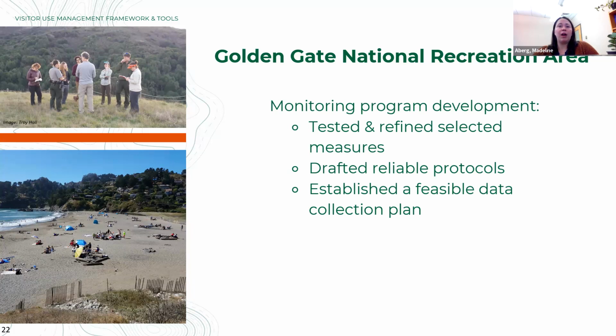To develop a monitoring program, the team had to make trade-offs between staff time and travel logistics. So one way that they combated that was to bundle sites within Golden Gate for monitoring. They bundled sites that were nearby each other to make that more efficient for staff. They also spent time making sure that their protocols were reliable and testing and refining those measures.